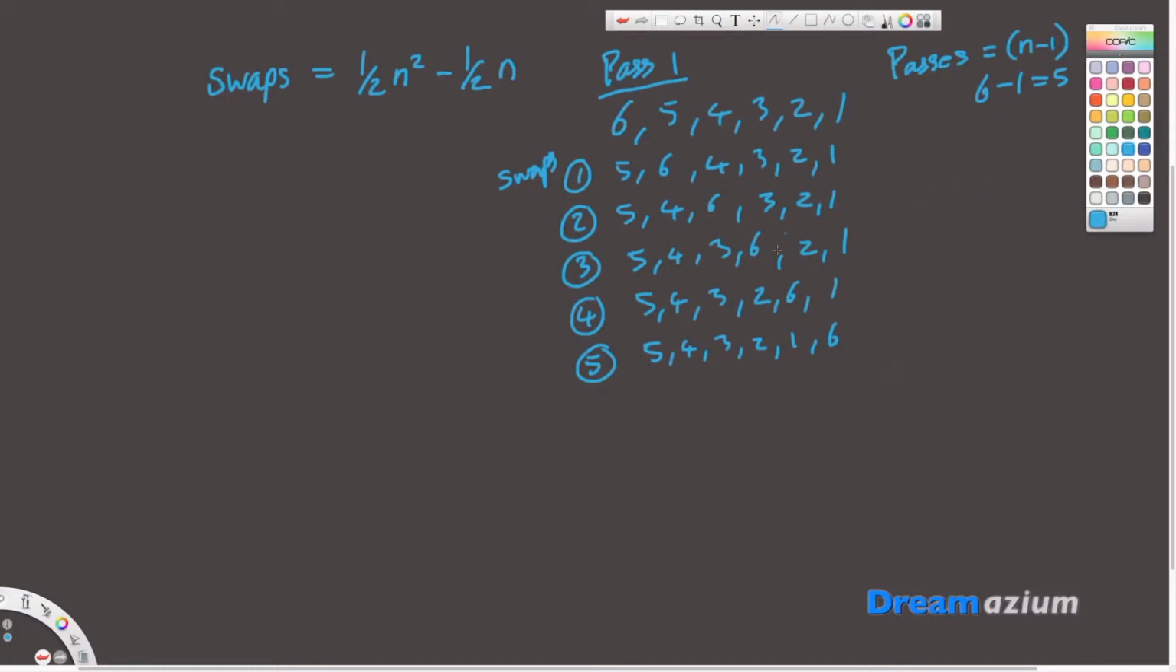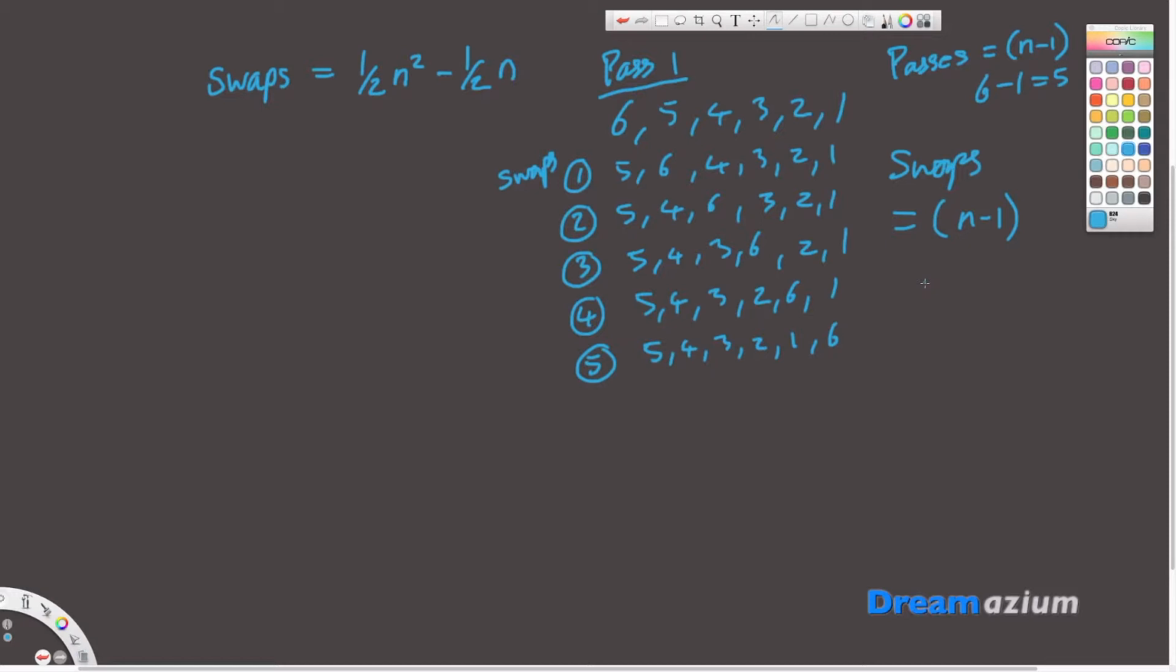If we were to go through it again, you would make 4 swaps, and it would keep on going down until you got to 1. So the swaps also equal n minus 1. Right, so what can we do with this information?